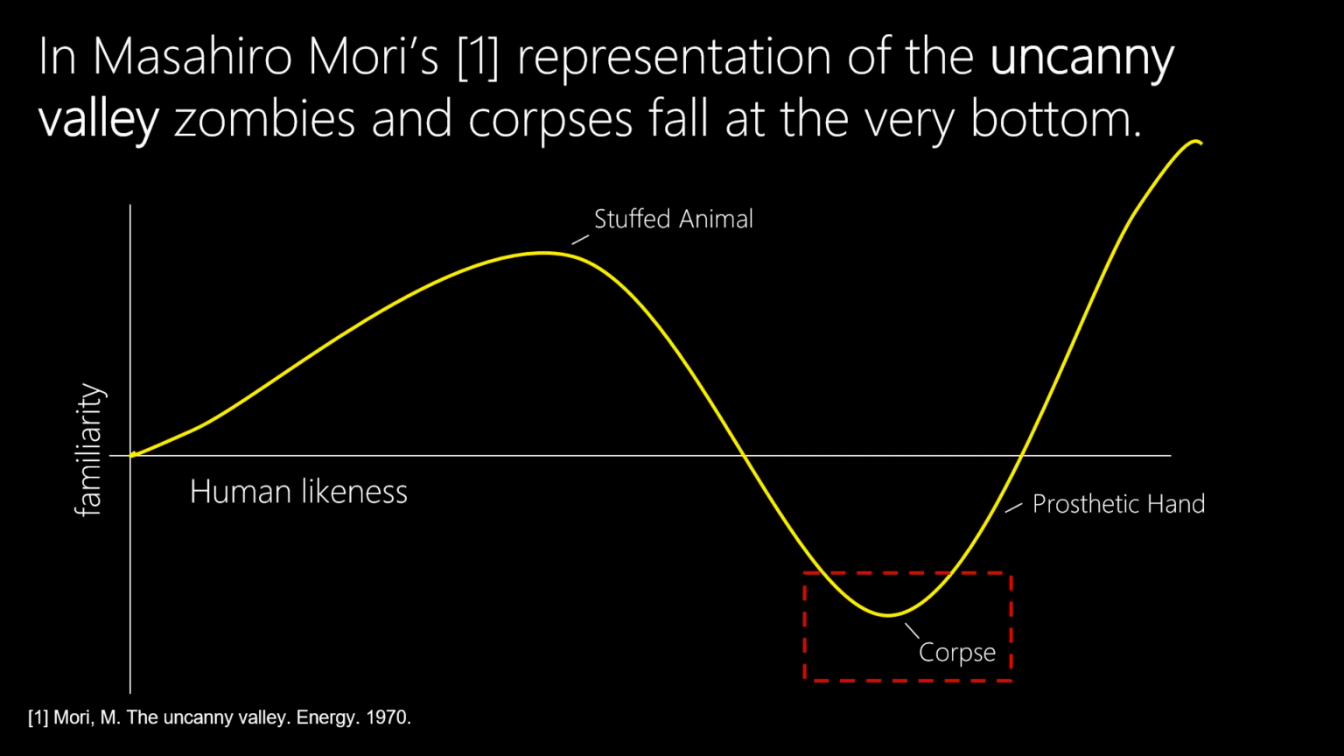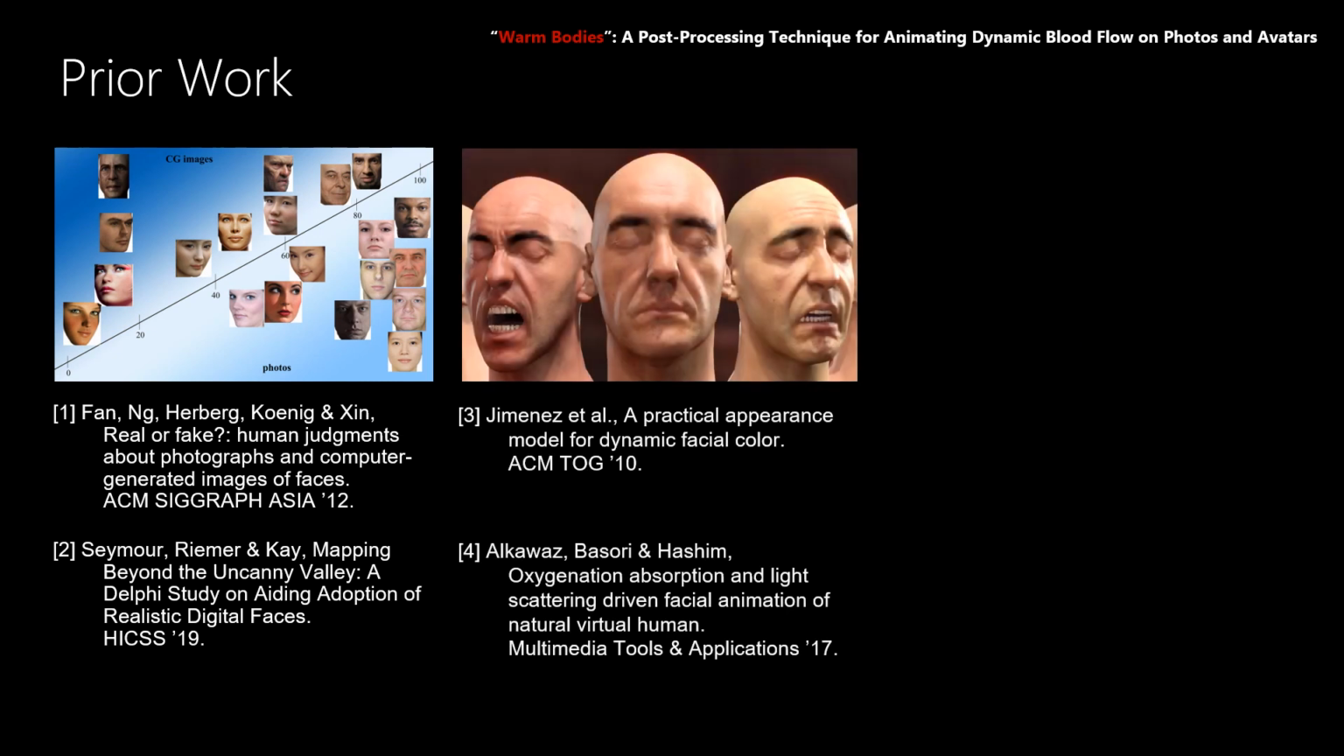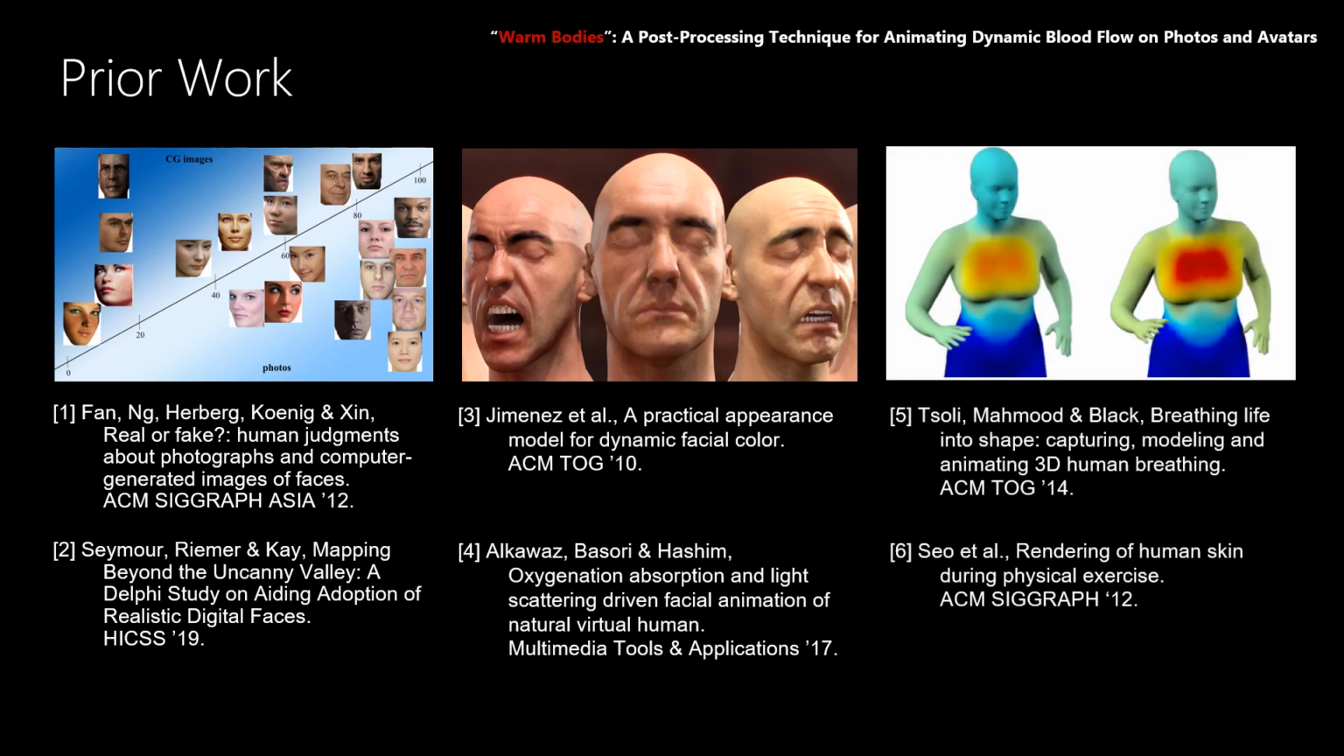Zombies and corpses fall at the very bottom of the uncanny valley. What distinguishes these from humans is the fundamental processes that mean we are alive. Prior work has considered what properties distinguish bodies and faces from being real or fake, and how to create multi-layer skin models that capture the subsurface scattering of light and motions due to respiration.